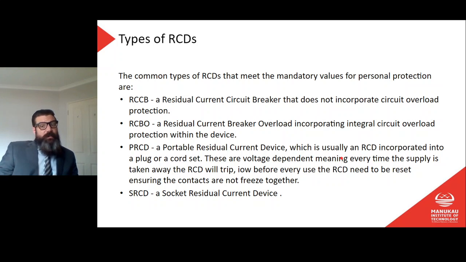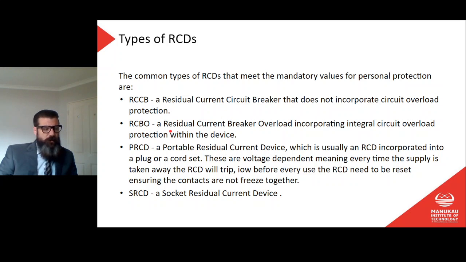The common types of RCDs that meet the mandatory values for personal protection are the RCCB, a residual current circuit breaker that does not incorporate circuit overload protection. So that's our normal RCD. It will trip on a residual current fault or an earth leakage. It does not have any sort of overload protection or overcurrent protection.